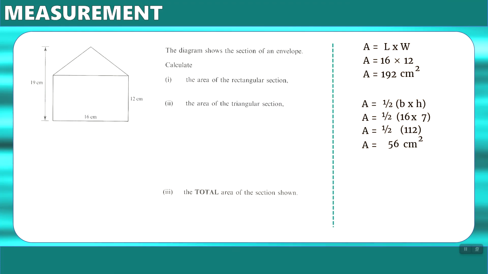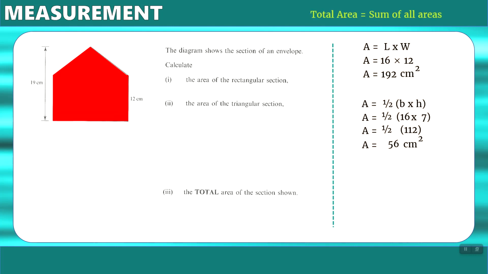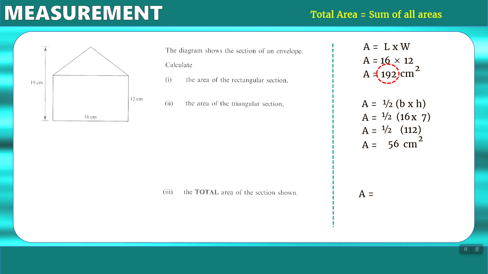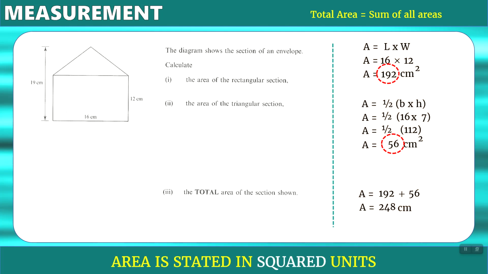And now part number 3 asks us for the total area of the section shown. And so that means the rectangular part and the triangular part. And so what we need to do to find the total area is just add the smaller areas, the sum of all of the areas. So we found those already. We will write A equals 192, that's the rectangular area, plus 56, that's the triangular area. When we add them together, we get 248, and we put the units, centimeters, again, squared units, 248 centimeters squared.